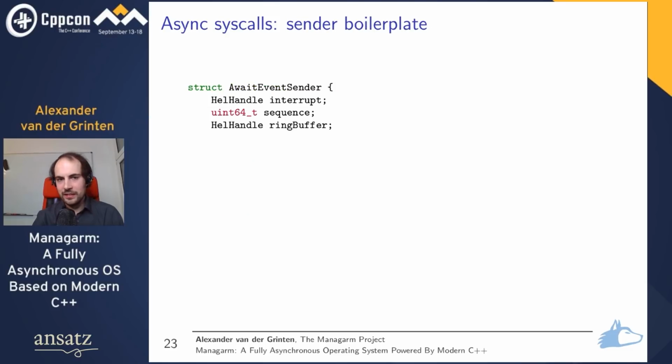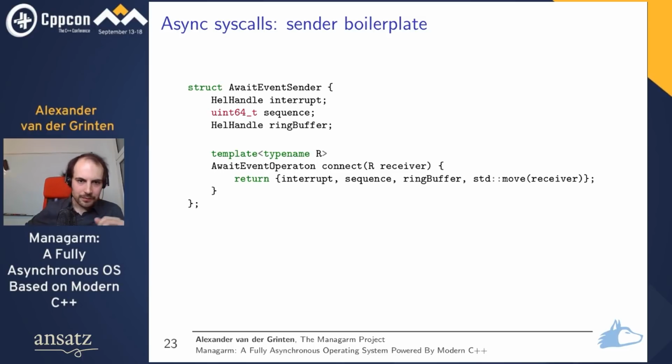The sender is even easier. The sender only stores some of that data. It has a connect function. A connect function is again templated on the receiver, and it constructs an operation object, an await event operation, which should also be templated on the receiver. Actually, I forgot the R here. And then it just passes everything into this operation object that we've seen before.